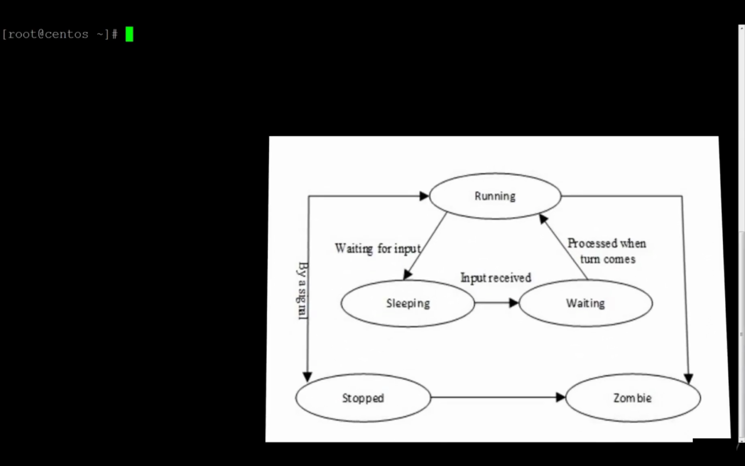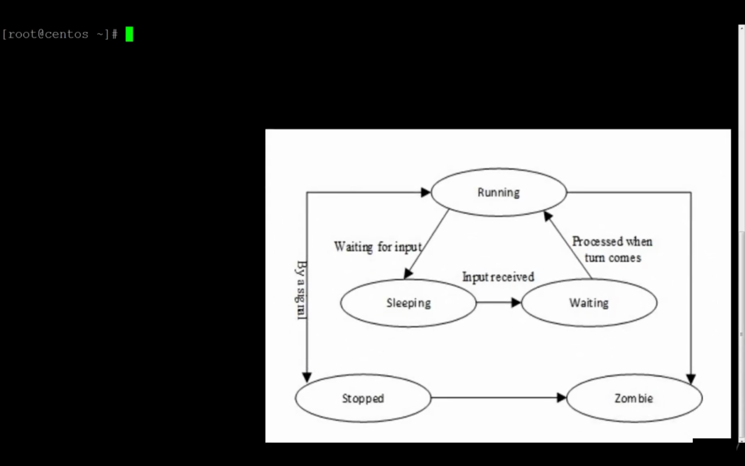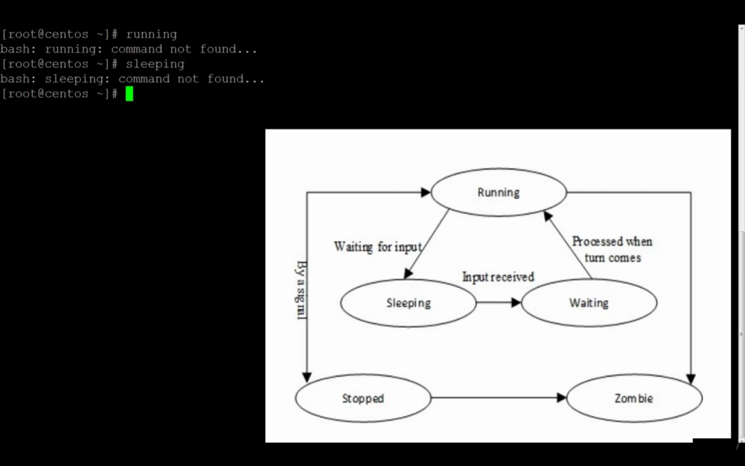There are 5 basic process states. Let's list all 5 states. The first state is running. The process is being executed by the system CPU. The second state is sleeping. The process is waiting for input from a user or another process.